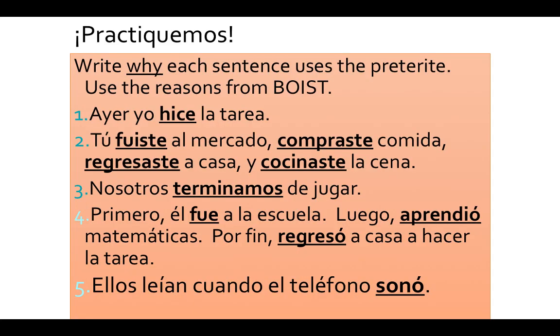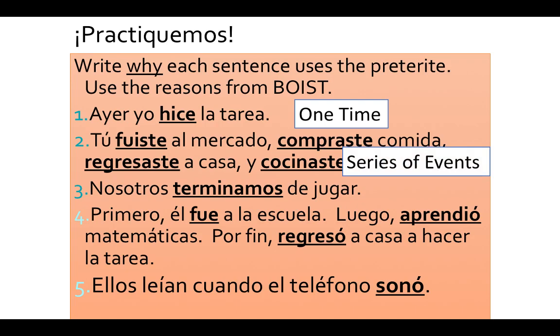So ayer yo hice la tarea. Yesterday I did my homework. We know this is preterite, but why from VOICES? Well, it's a one-time action. Yesterday is a key word, a preterite trigger. Number two, tú fuiste al mercado. You went to the market. Compraste comida, you bought food. Regresaste a casa, you returned home. Y cocinaste la cena. What's our reasoning here for using the preterite? Well, it's a series of events, one right after the next.